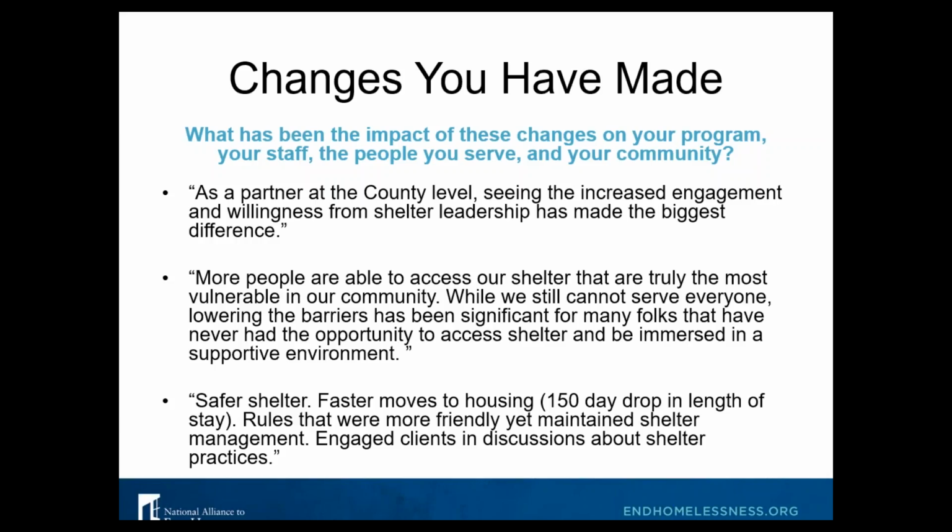Another community said, we're having safer shelter, faster moves to housing, and they said they have a 150-day drop in length of stay. Rules that were more friendly, yet maintained shelter management and engaged clients in discussions about shelter practices. So that's all really exciting to hear. We have a lot of responses like that, and we would love to hear more from what's happening on the ground.